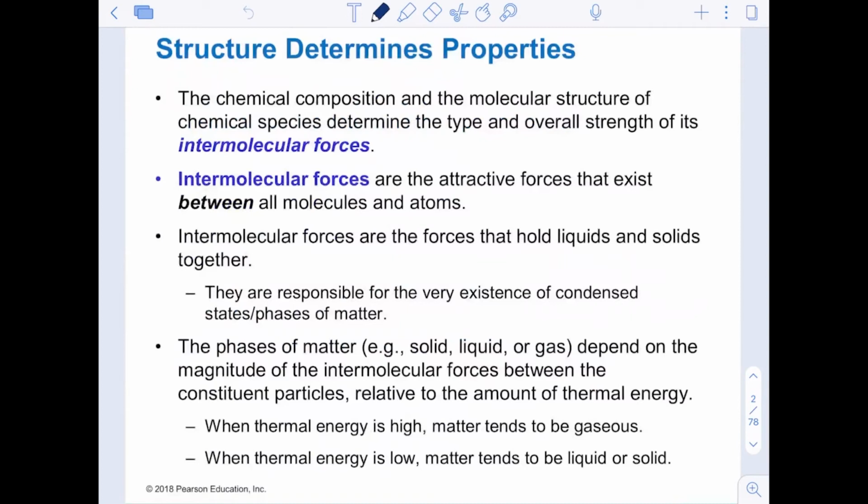So you might have heard this before: structure dictates function. That is the theme of this chapter. We're going to see a lot of physical properties, and a lot of chemical properties later on, but the structure of a molecule determines its overall properties. It's that chemical composition, which atoms are connected to what other atoms, how they are connected, and what the overall three-dimensional shape looks like, that is really important to understand intermolecular forces.